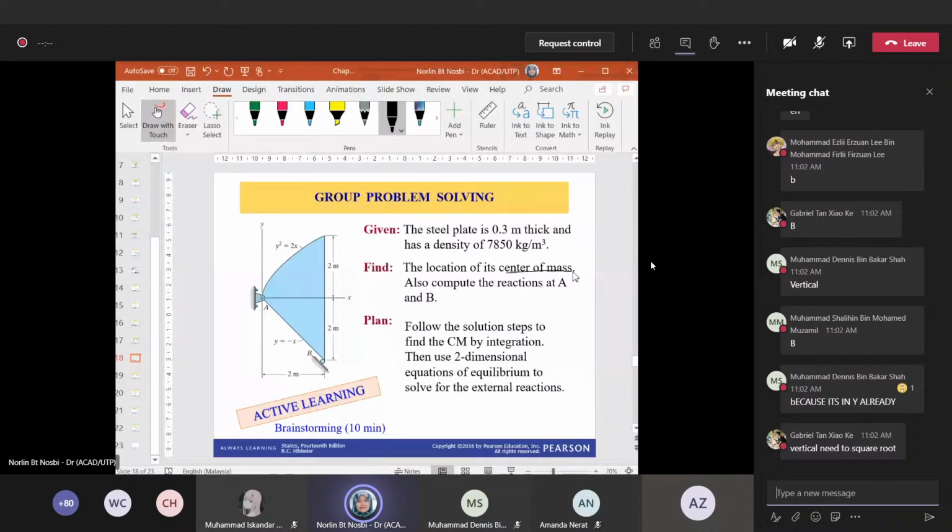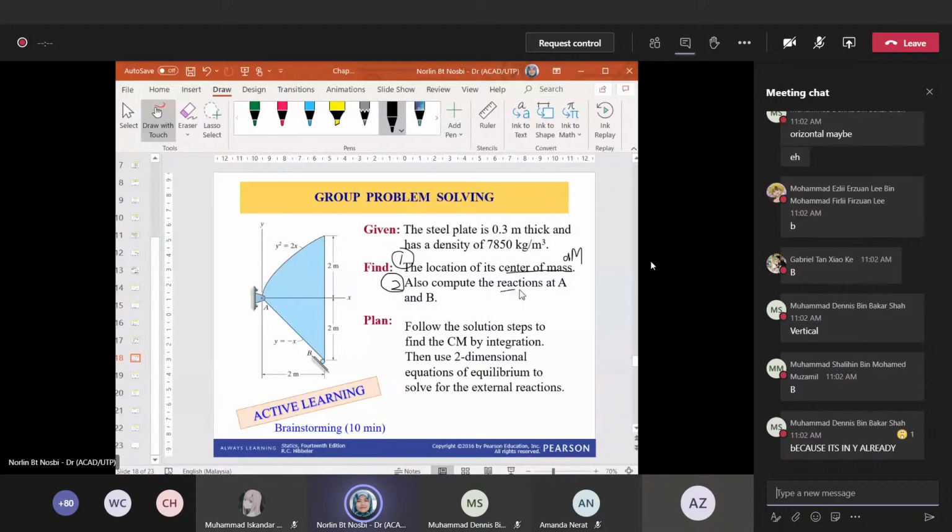So it will be dm, center of mass. Also compute the reaction at A and B. So this one, number 1, and then number 2, you need to find the reaction at A and B. So there's two things. So first, you need to follow the solution step to find the CM. So there's 4 steps. Okay. This one for question number 1. And this one for number 2.